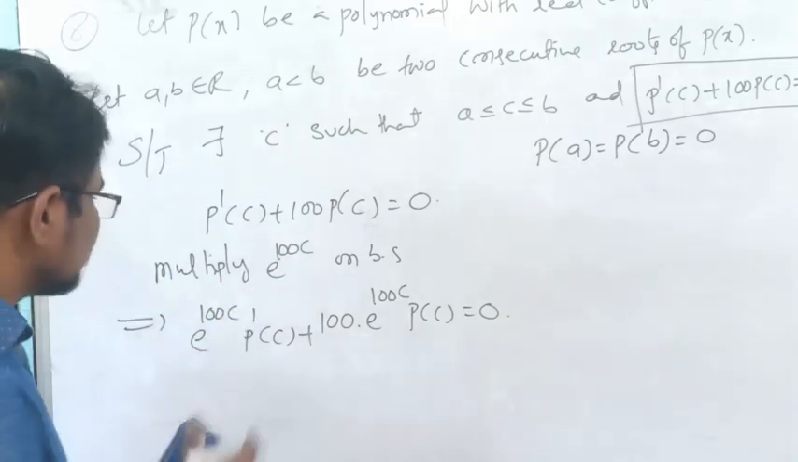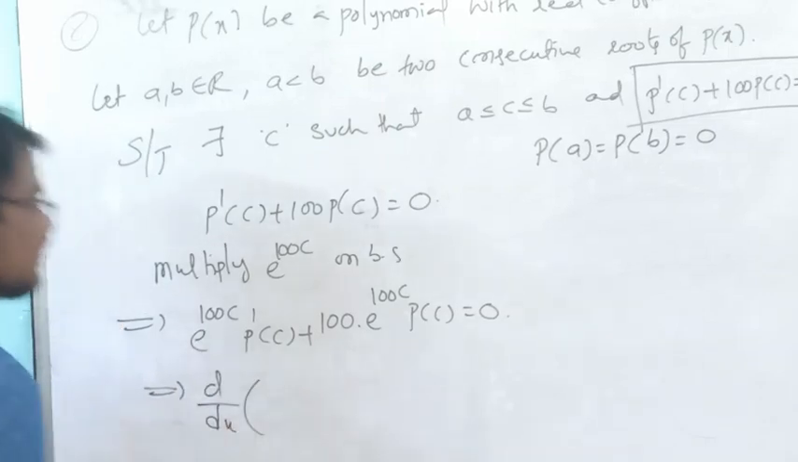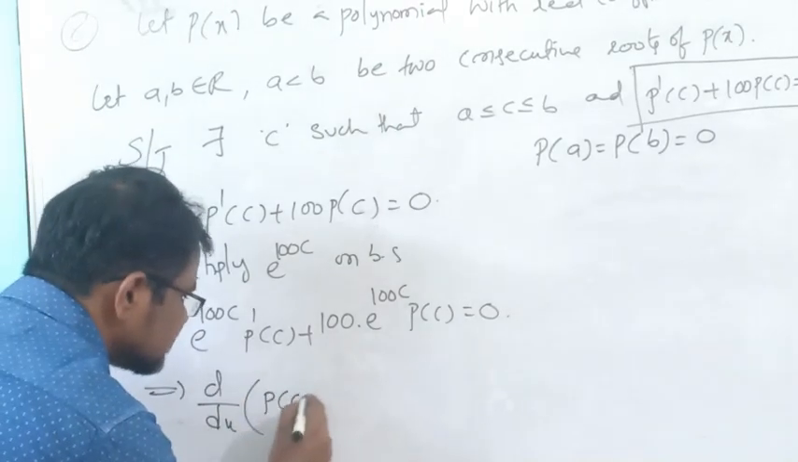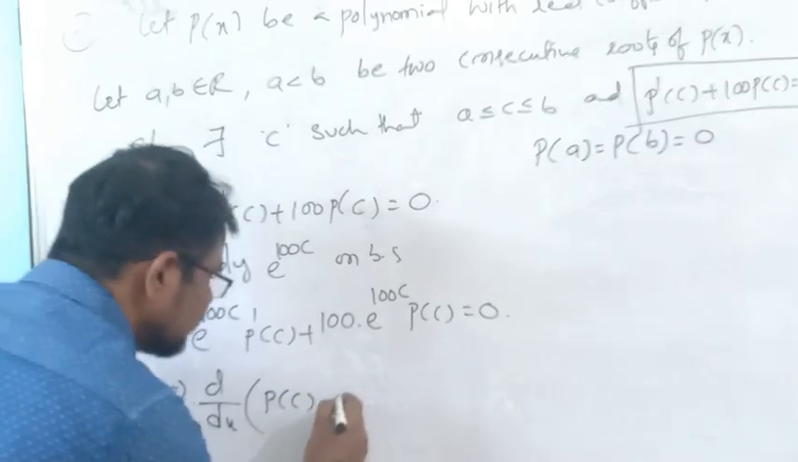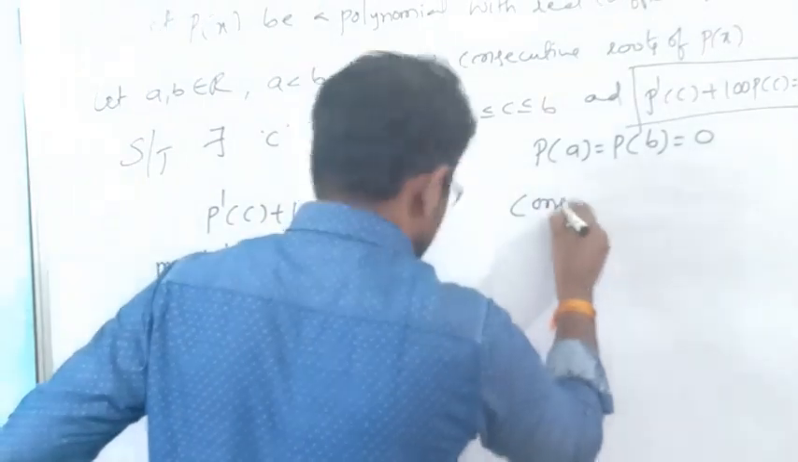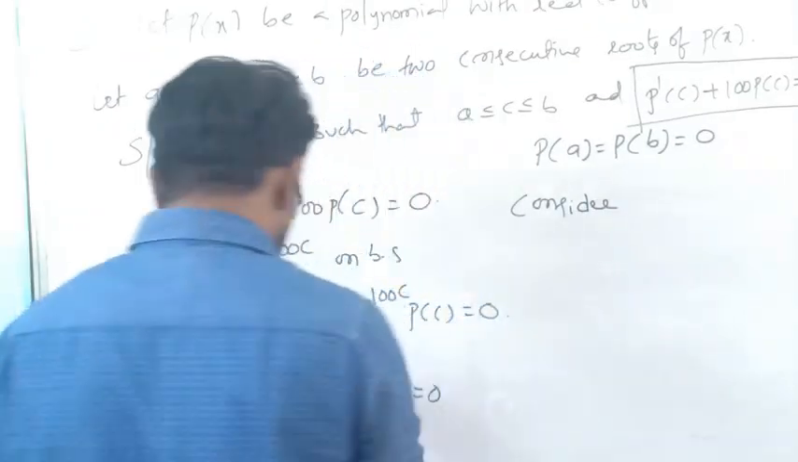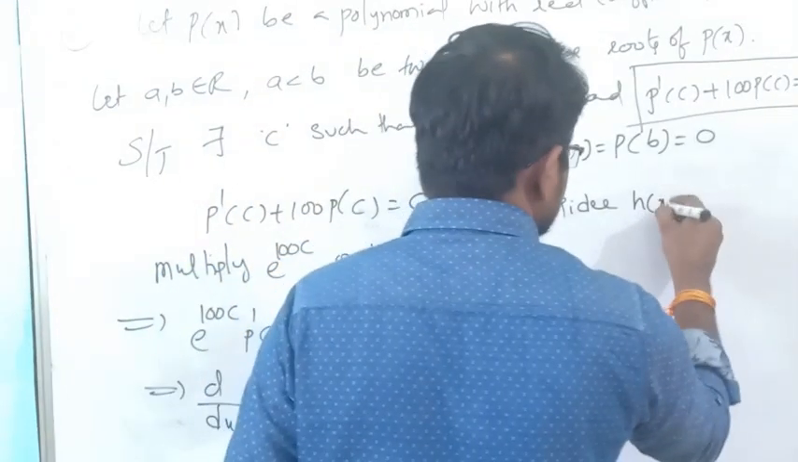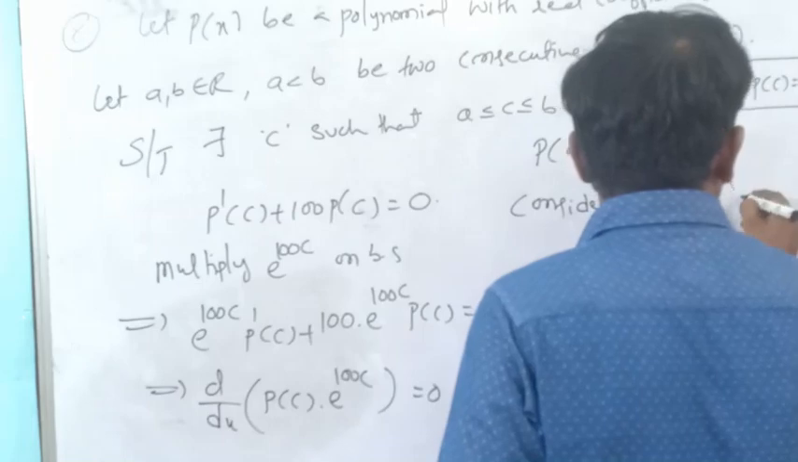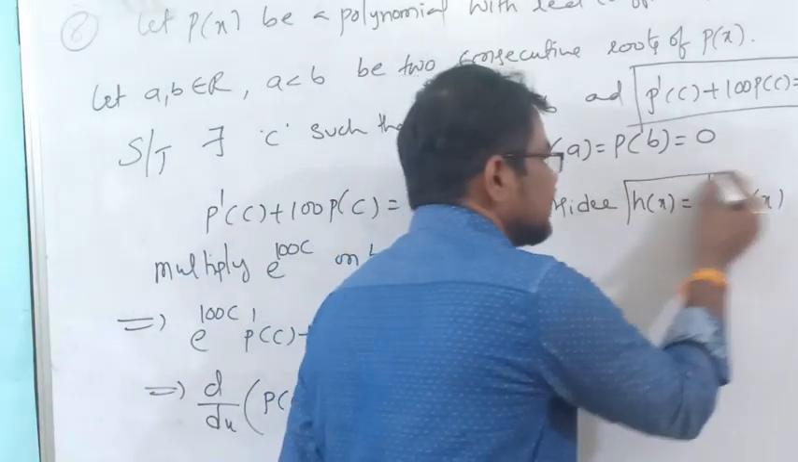Okay, no? And now this one you can write as d by dx of p of c into e power 100c, equal to 0. Now consider, one more function, I will take this as h of x equal to e power 100x into p of x. Okay, no? So like this we have to identify.